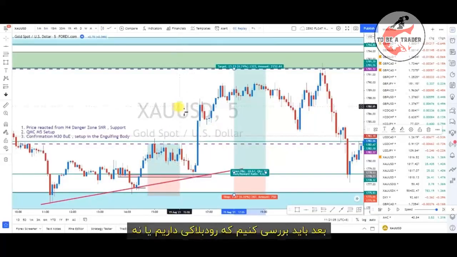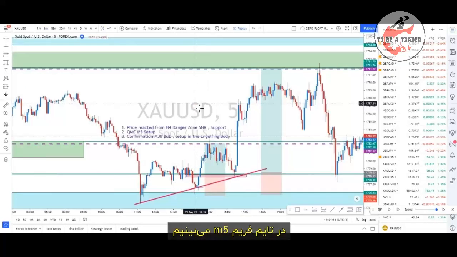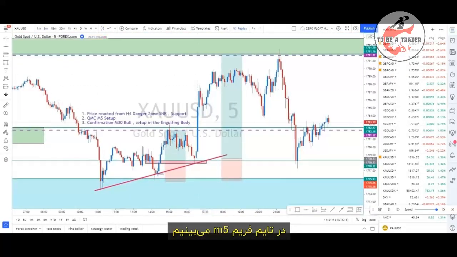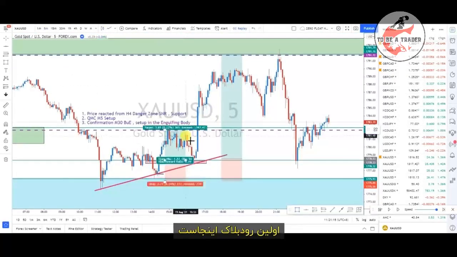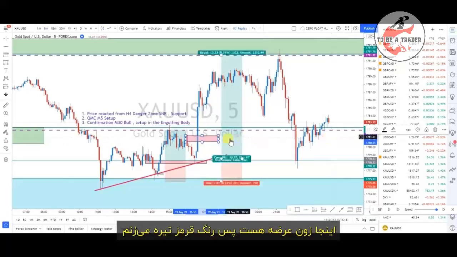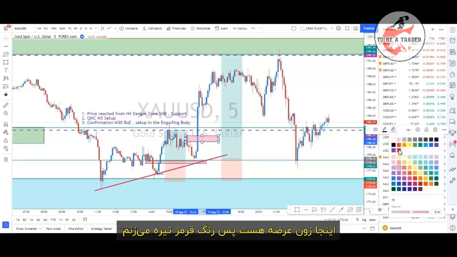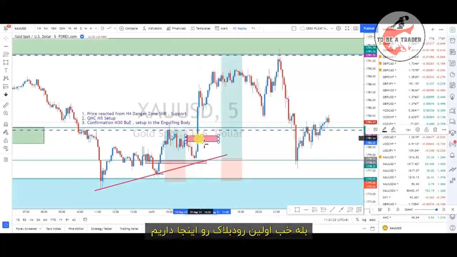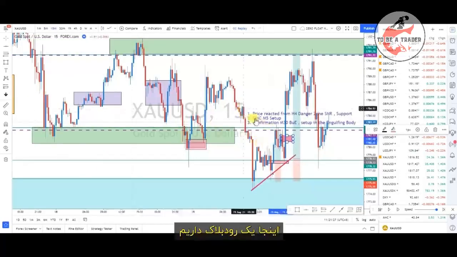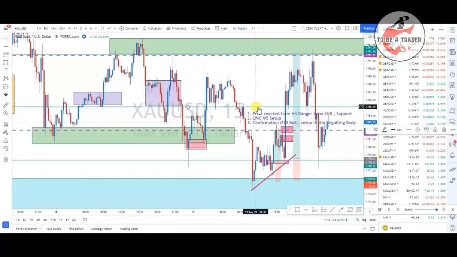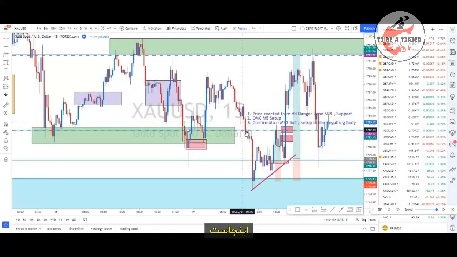So the next thing we should do is check whether we have any roadblock on the M5 time frame. Yes, there is always a roadblock. First roadblock is here. This is the supply zone. So I'm gonna color this dark red. Yes, there we go. So we have the first roadblock. Next roadblock, let's check. Here is a roadblock. I'm gonna copy paste this. Sorry, this is here.